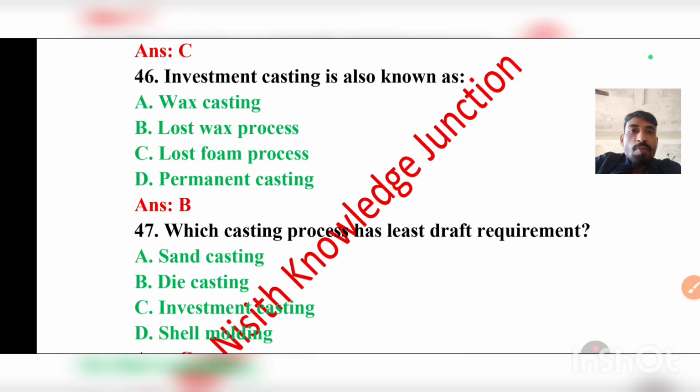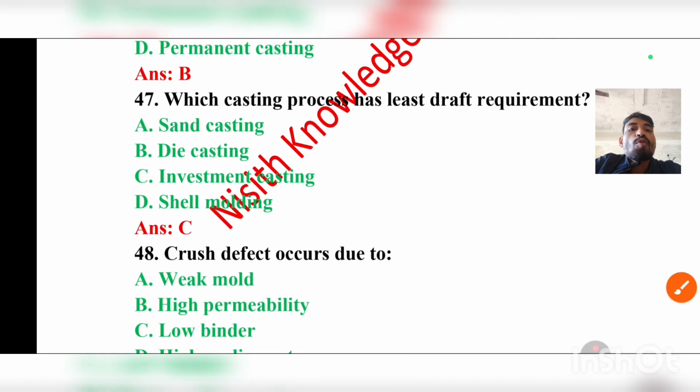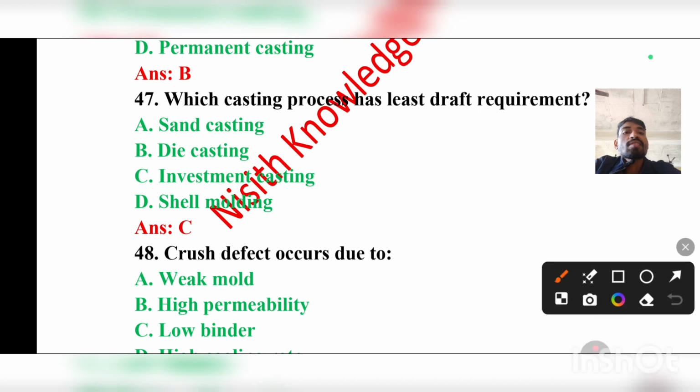Coming to the question number 46, the investment casting is also known as wax casting, lost wax process, lost foam process or permanent casting. Always remember, it is called lost wax process. It's another name. Coming to the question number 47, which casting process has least draft requirement? The options are sand casting, die casting, investment casting, or shell molding. The correct answer is your investment casting.